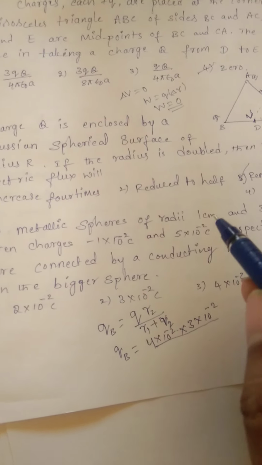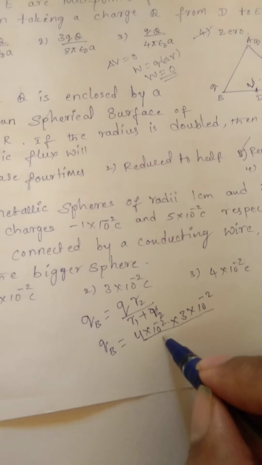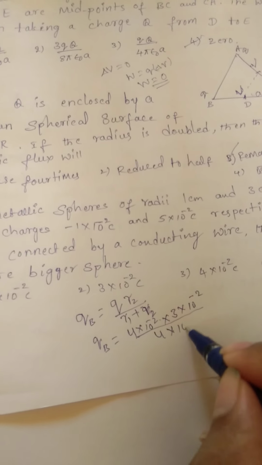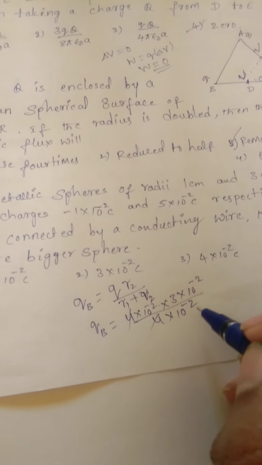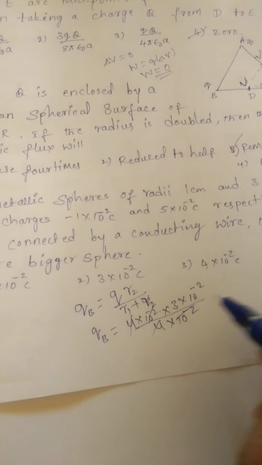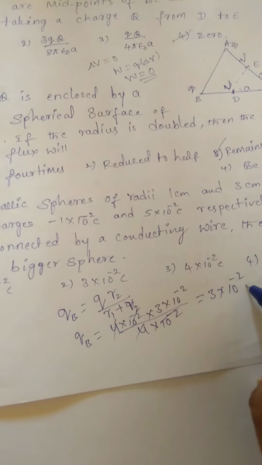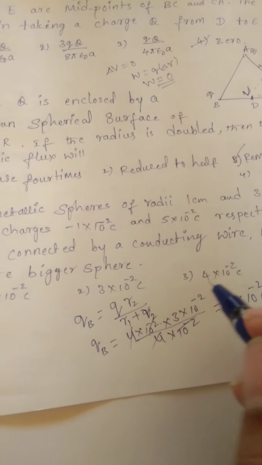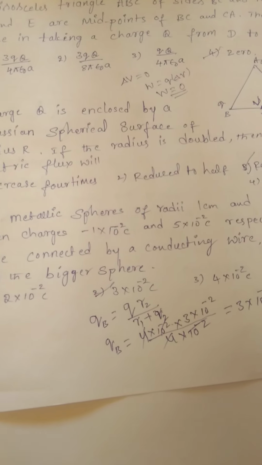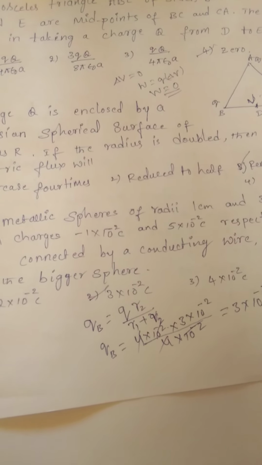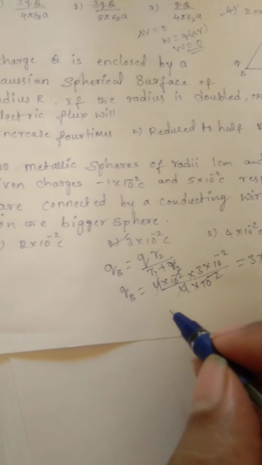divided by R1 plus R2, 1 plus 3, which is 4 into 10 to the power of minus 2. So the 4 gets cancelled, and 10 to the power of minus 2 gets cancelled, remaining 3 into 10 to the power of minus 2 coulomb. Is there any such answer here? This is the right answer, 3 into 10 to the power of minus 2 coulomb.